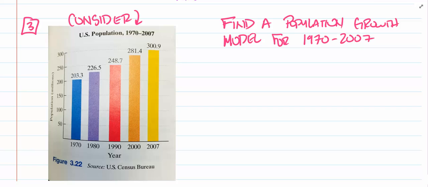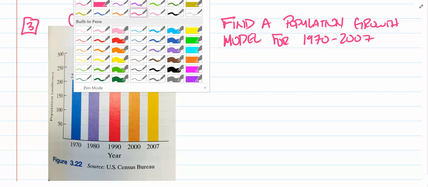What do you think it is today in the year 2014? 314, 315, 316. Well, we're going to look it up in a second. But before we do that, we're going to use the model that we get to predict what the population is in the year 2013, and then compare that to Google and see how close we are. Okay? So we're going to start by writing down what we know. The task at hand here is to create a growth model for the years 1970 to 2007.